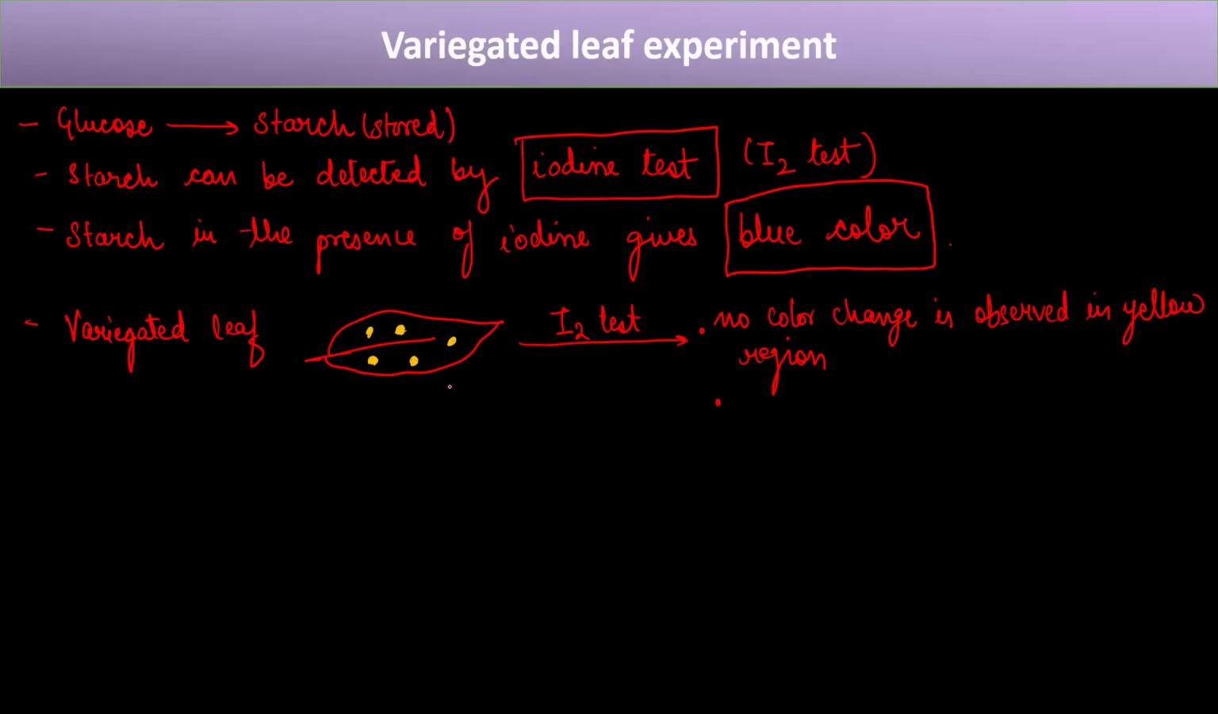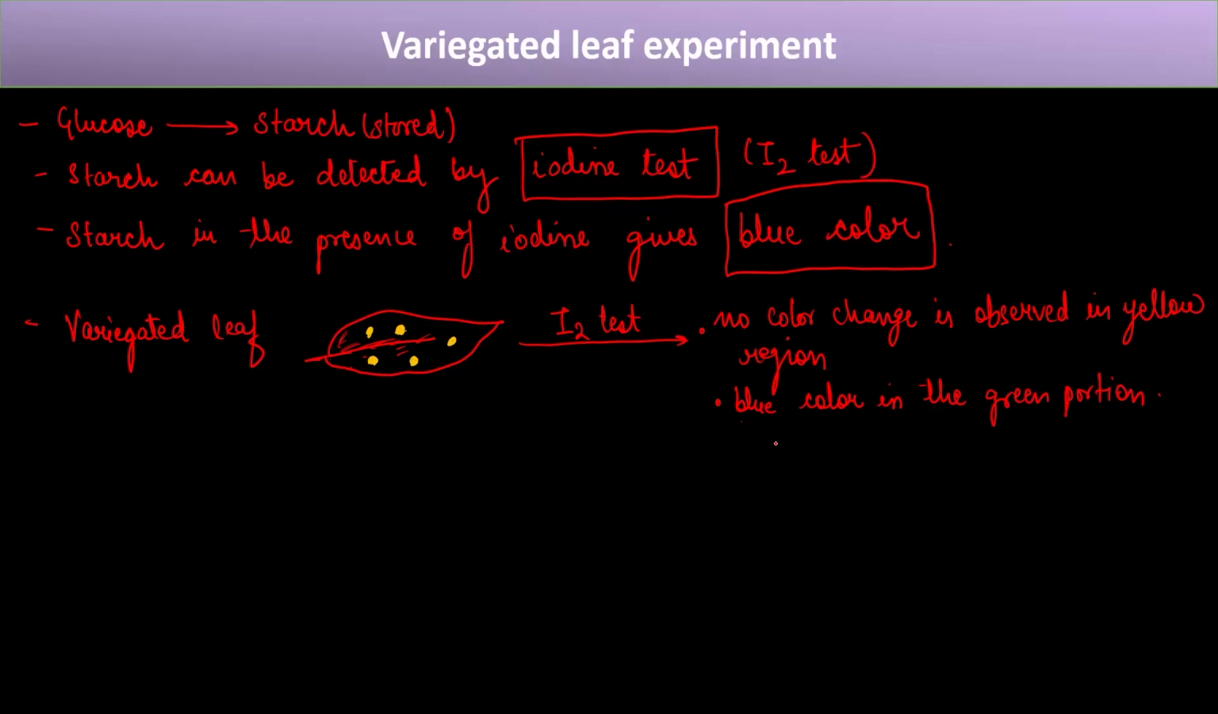And secondly, in the greenish part, you will see blue color. So if you take a variegated leaf and add a few drops of iodine over it, or simply dip the leaf in the iodine solution, you will see two different regions. A region where there is no color change, which is the yellow region. And second, over the green part of the leaf, you will see a change in color, and that change is blue color.